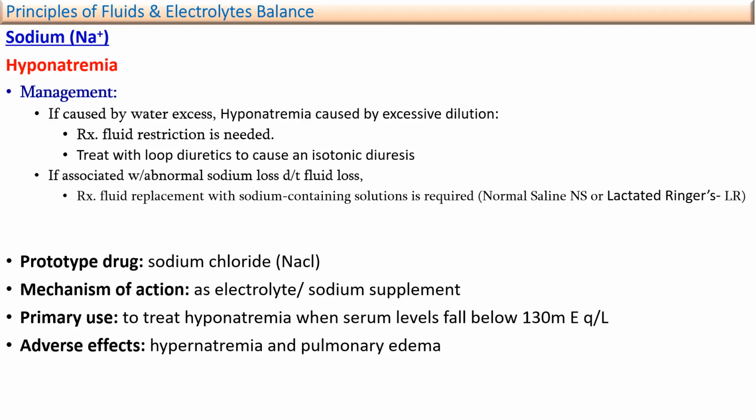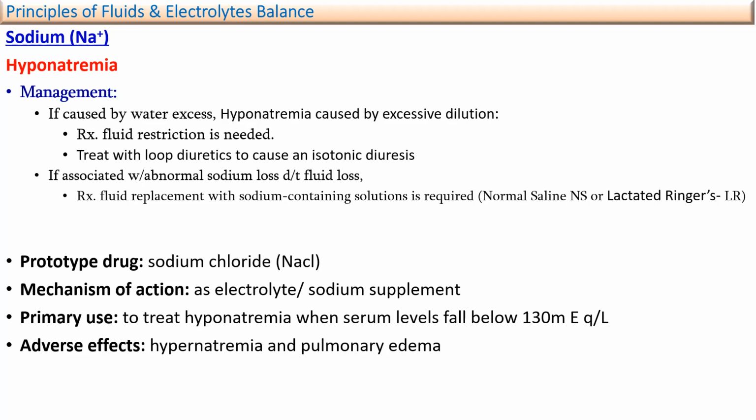To manage hyponatremia caused by excessive dilution, you can treat that with fluid restriction, or with loop diuretics to cause an isotonic diuresis. So we have to restrict fluids or give loop diuretics, which will lead to homeostasis, a normal sodium concentration with the fluid volume.